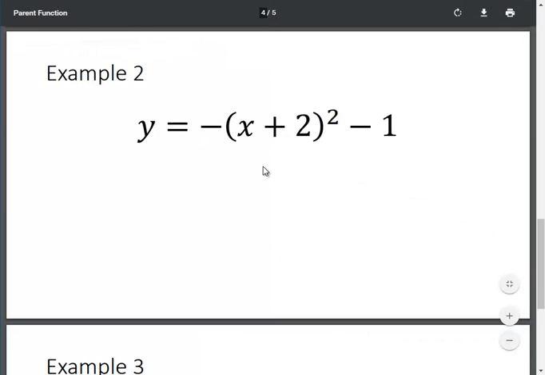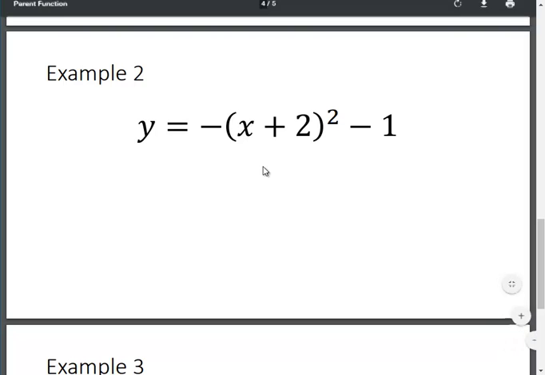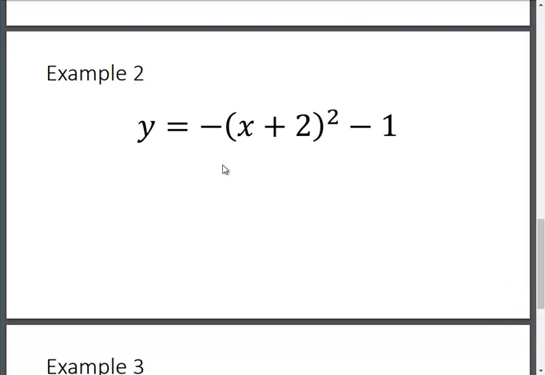So in this one, we've got y equals a negative. In this case, we'll think of it as negative 1 times (x plus 2) quantity squared, and then minus 1. So a is going to be negative 1. In this case, I know for sure it's going to be opening down. Another thing I know is that from 0, 0, the shift is going to be 2 to the left. But also I'm going to be shifting it down 1.